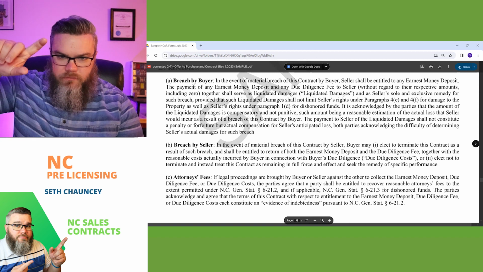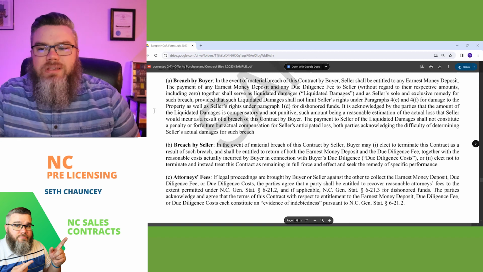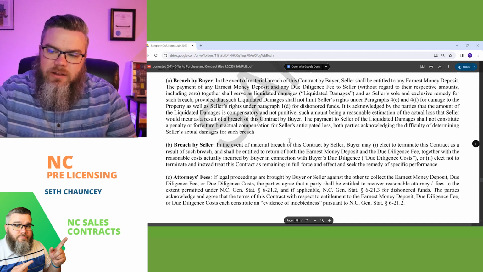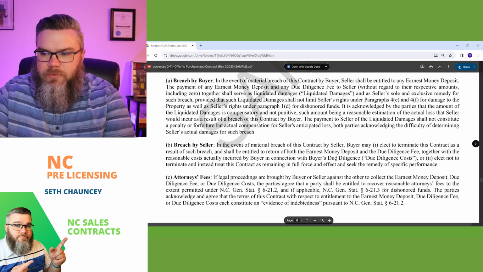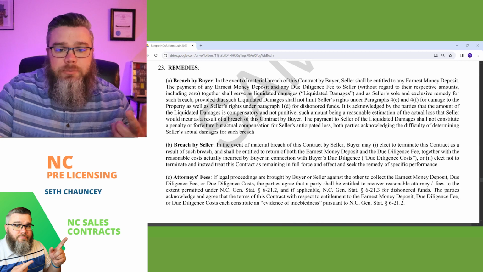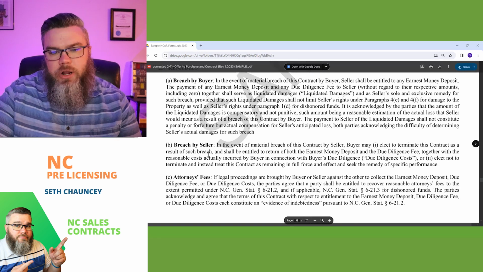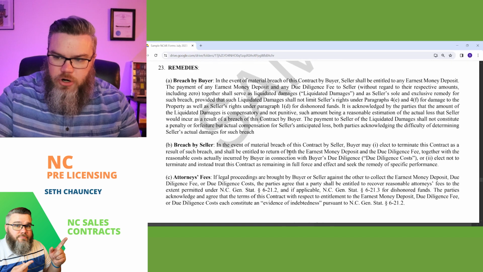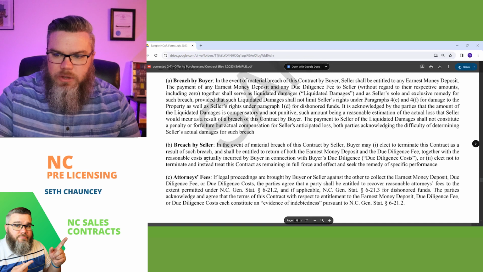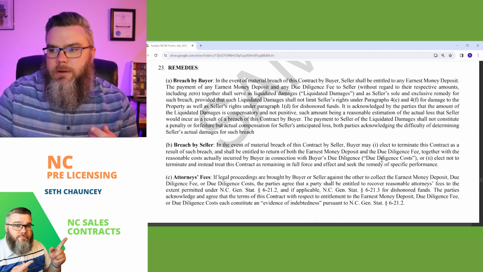So here's where we flip again. If the seller breaches, in the event of a material breach of this contract by seller, the buyer may, you got options. One, elect to terminate this contract as a result of such breach and be entitled to the return of both the earnest money deposit and due diligence fee, together with the reasonable costs actually incurred by the buyer in connection with the due diligence.